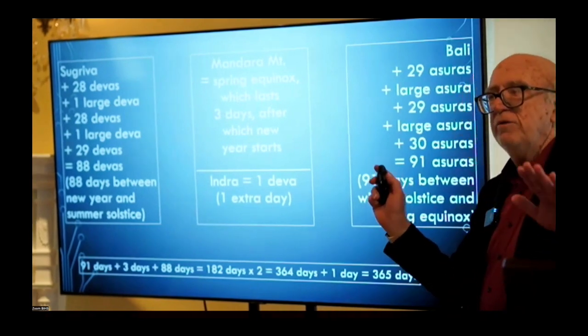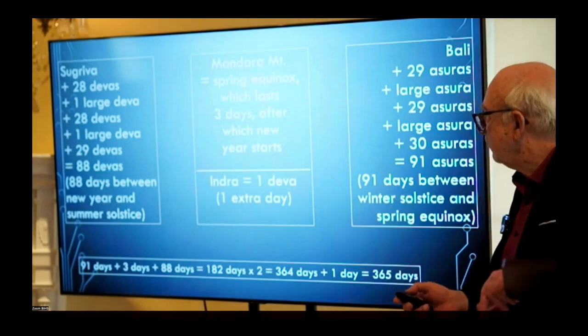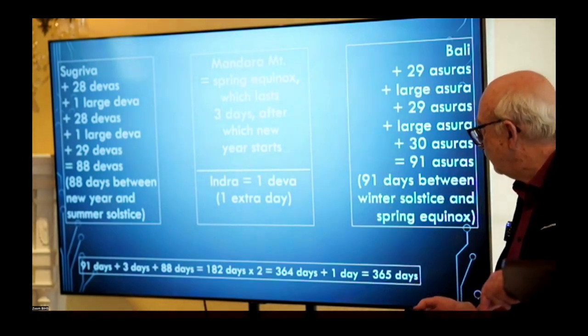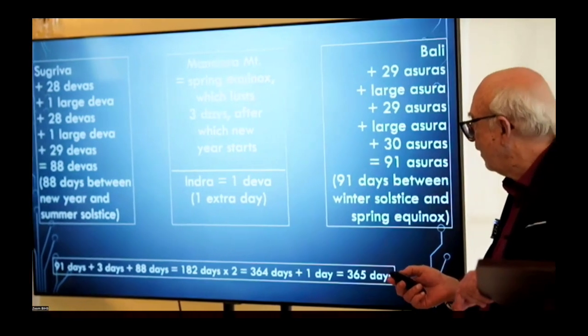Whoever made this sculpture had some really detailed knowledge. It's a Vishnu temple, so that's interesting.